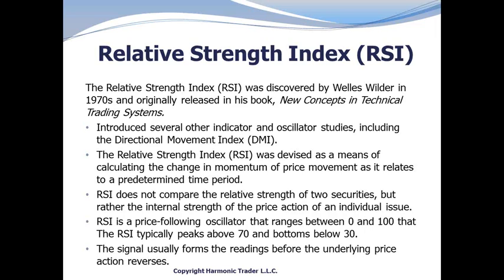RSI, that is, the relative strength we're discussing, does not compare the relative strength of two securities, but rather the internal strength of the price action of an individual issue. RSI is a price-following oscillator that ranges between 0 and 100. Typically the RSI peaks above 70 in overbought situations and bottoms below 30 in oversold extremes. The signal usually forms these readings before the underlying price action reverses.